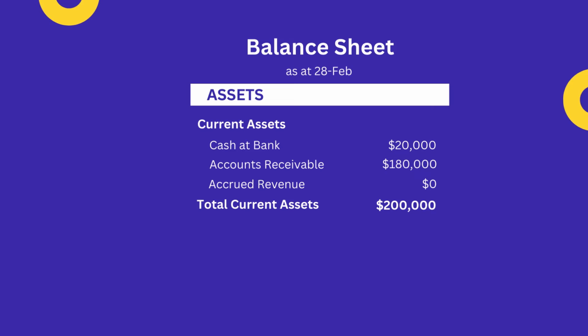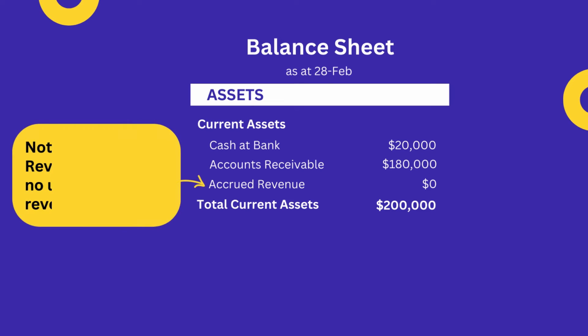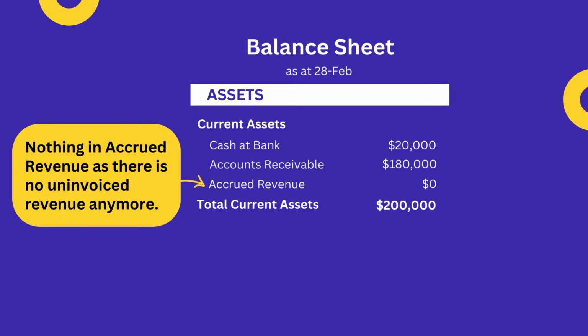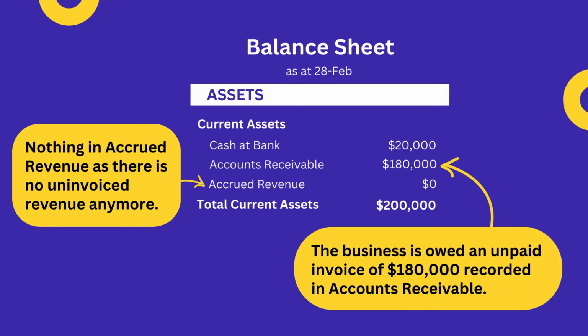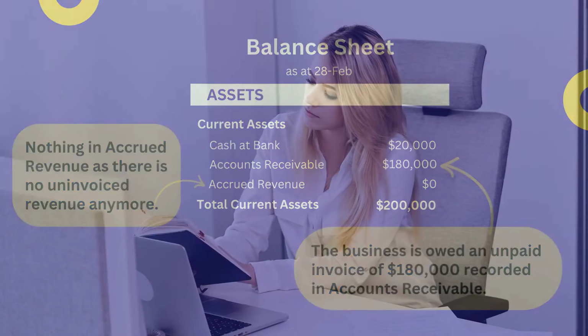And February's balance sheet correctly shows that there is nothing in accrued revenue, because there is no longer any uninvoiced revenue on the system. Instead, the business is owed an unpaid invoice of $180,000, which is why that amount is now in accounts receivable. Now let's see what happens to the accounts in March when the client pays their invoice.